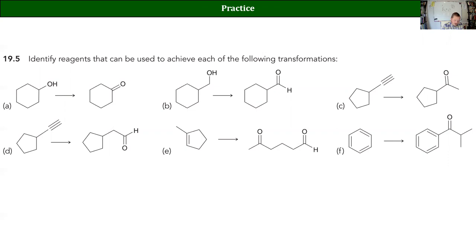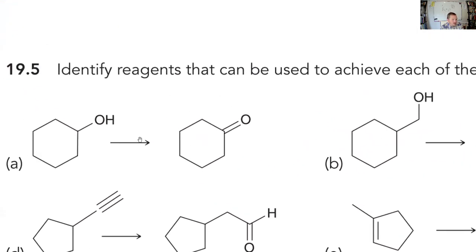Better would be, especially on a test, if you're asked this question, then usually you want to be more specific. And so you would say Na2Cr2O7. Sodium dichromate is going to oxidize a secondary alcohol to a ketone.